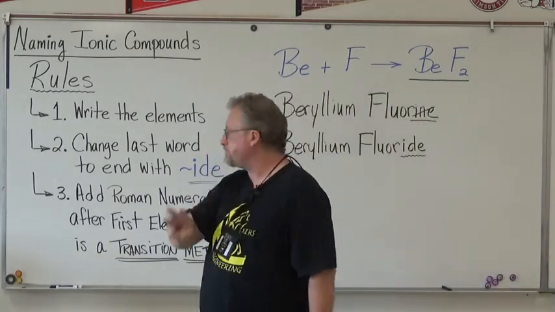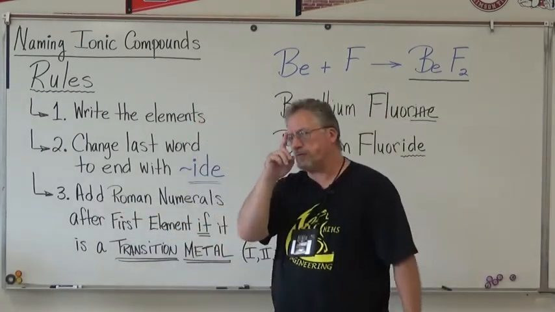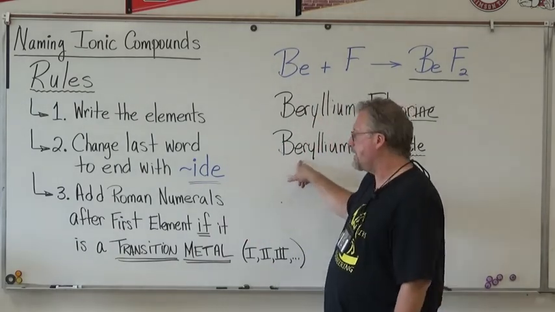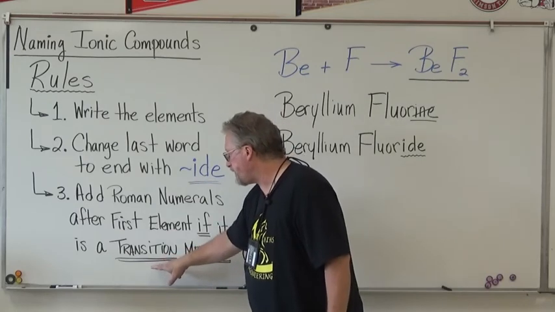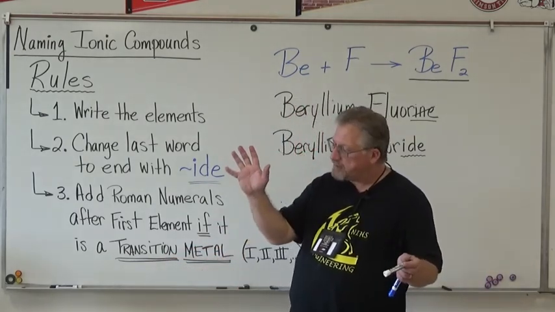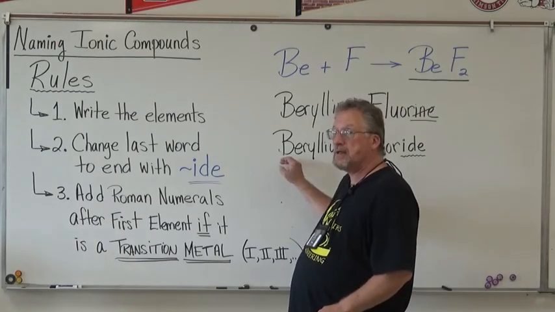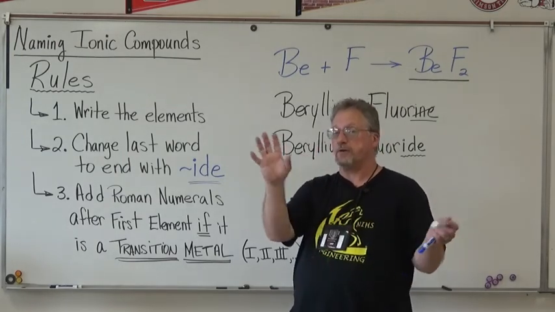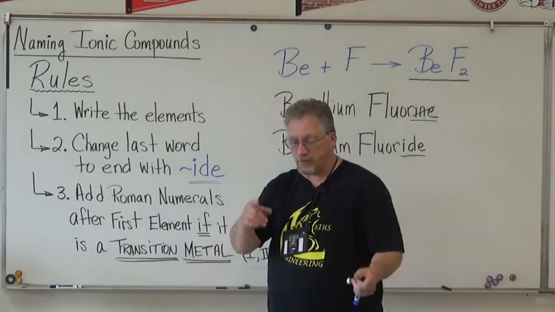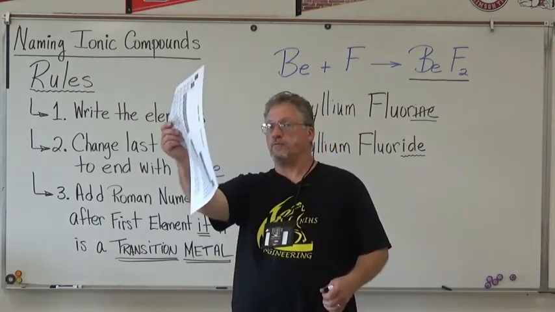Rule number 3. Got to check that first element. Check the first element up here. Okay, that's a metal. Now, if that one is a transition metal, we got 1 extra step. That's all. If it's a transition metal, then there's just 1 extra step we got to do. Okay, no big deal. So, go look at your periodic table. Remember, you should always have your handy-dandy periodic table in front of you.